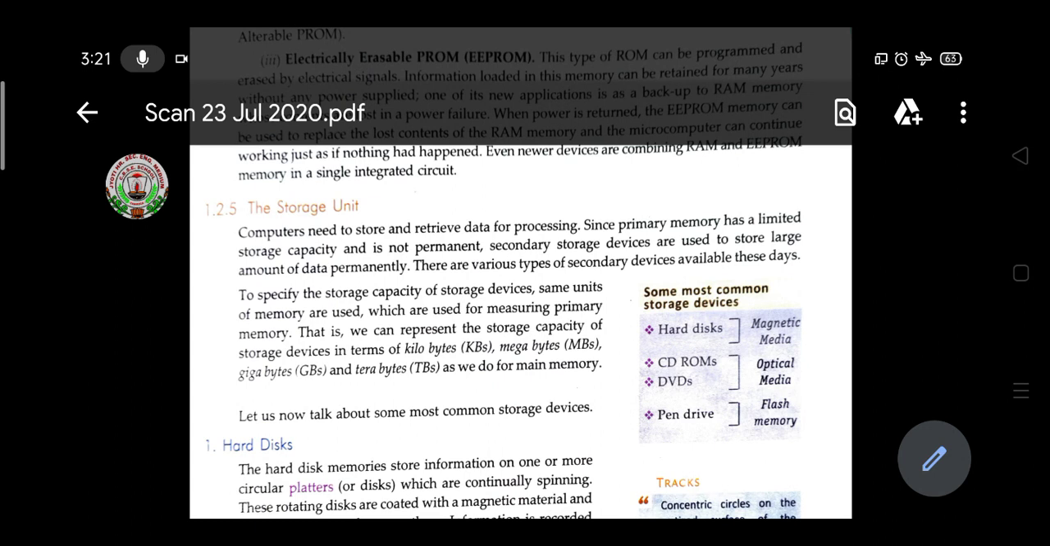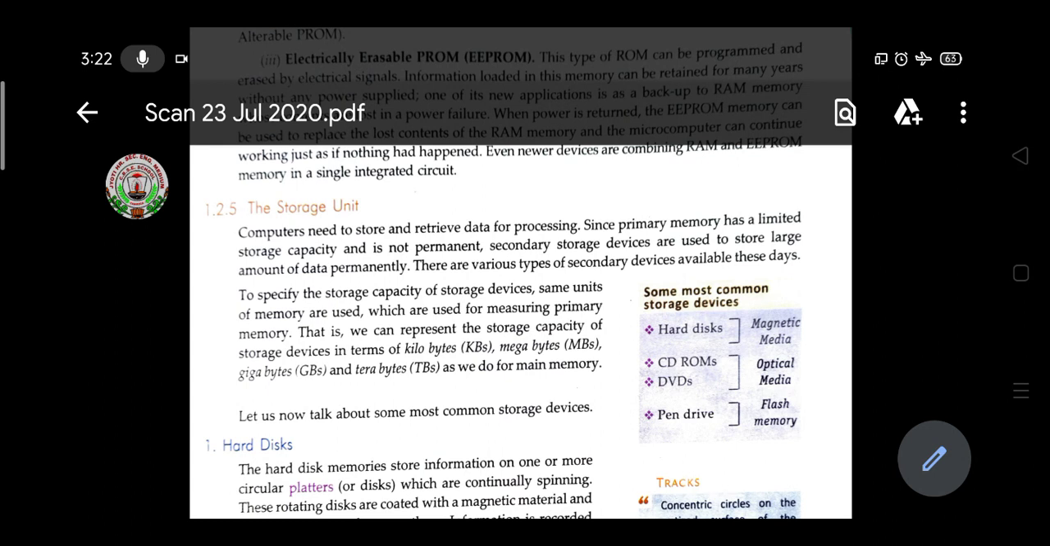Since primary memory has a limited storage capacity and is not permanent, secondary storage devices are used to store large amounts of data permanently. These are the various types of secondary devices available these days. So primary memory has a limited storage capacity and is not permanent. Secondary memory stores a large amount of data permanently. So these are the types of memory storage devices.